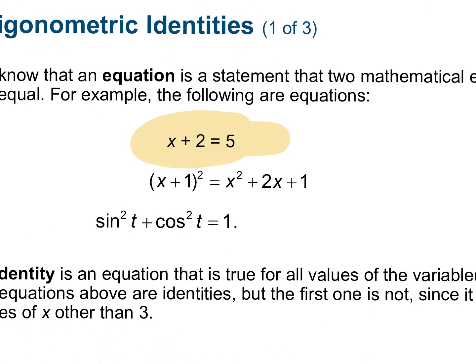Here we go. An equation is a statement that two mathematical expressions are the same, right? x plus 2 equals 5. What does x equal? 3, right? (x plus 1) squared equals x squared plus 2x plus 1. How'd they get that? You wrote it out, you expanded it. You wrote x plus 1, you FOILed it out.